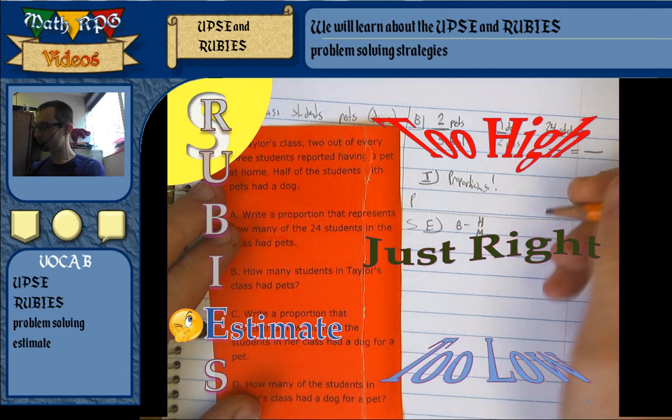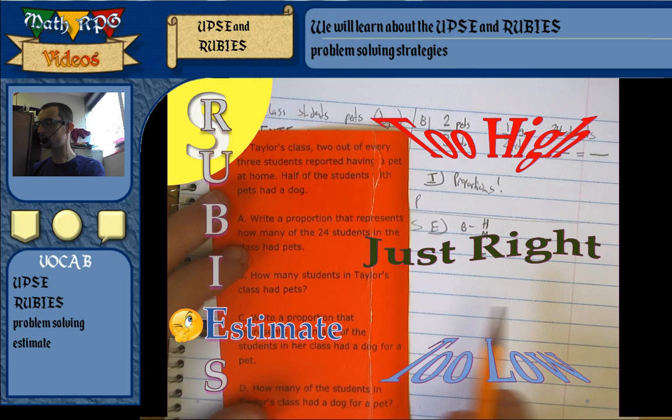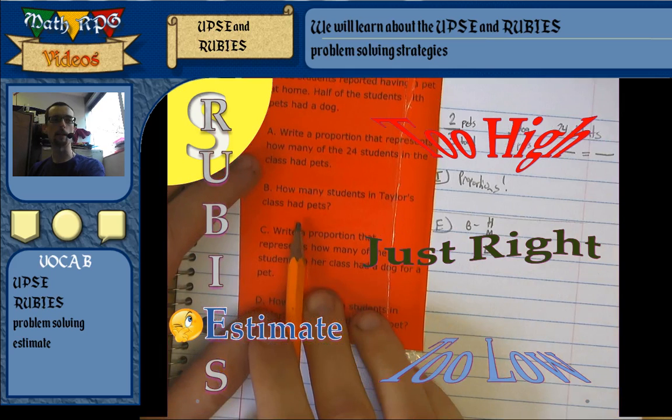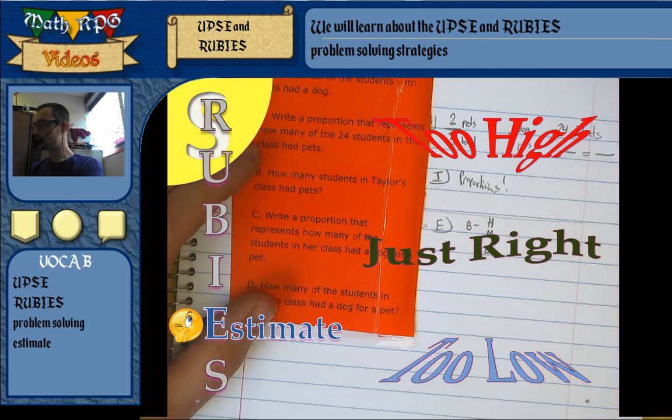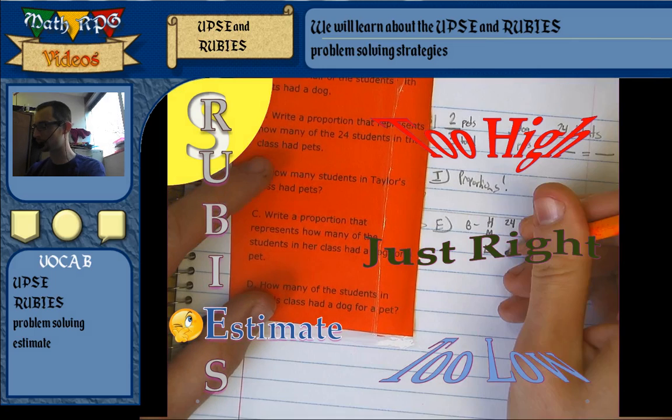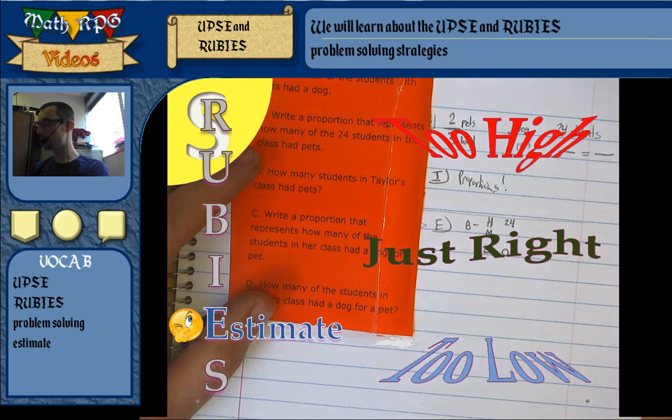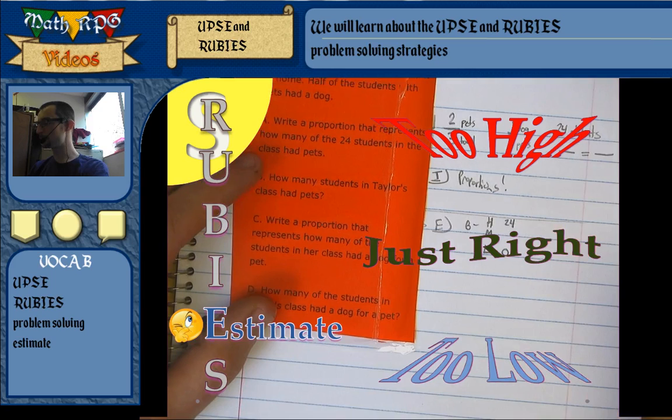Okay? So again, the question in part B was, how many students in Taylor's class had pets? Well, a number that I know is too high would be 24, because there's only 24 kids, right? It's got to be less than 24 kids who have pets. And a number I know is too low is 0, right? There can't be less than 0 kids. And a good middle number would be someplace between them.